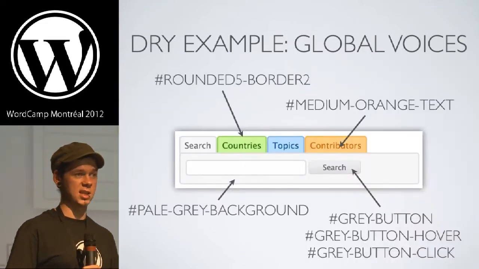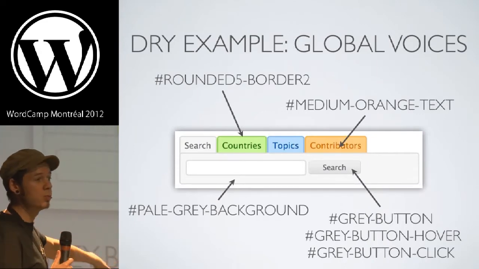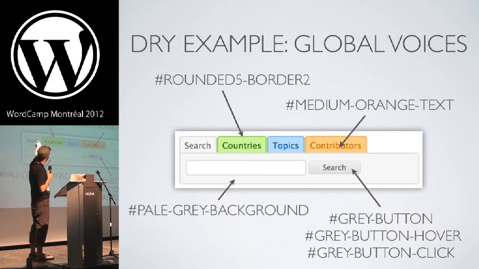Now, just as some examples visually, these are the groups I used. For example, rounded 5 border 2 is everything you see with that thick rounded border. And then I had ones for colors like medium orange text, light orange text, medium green text, light green text, pale gray background, pale orange background, etc.